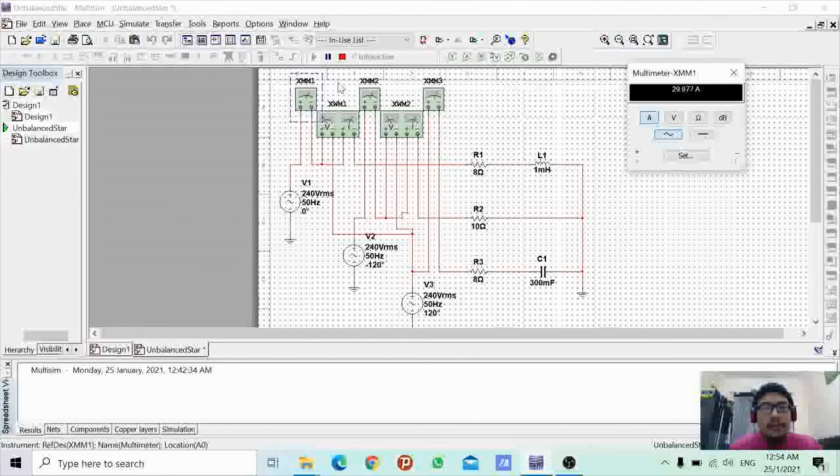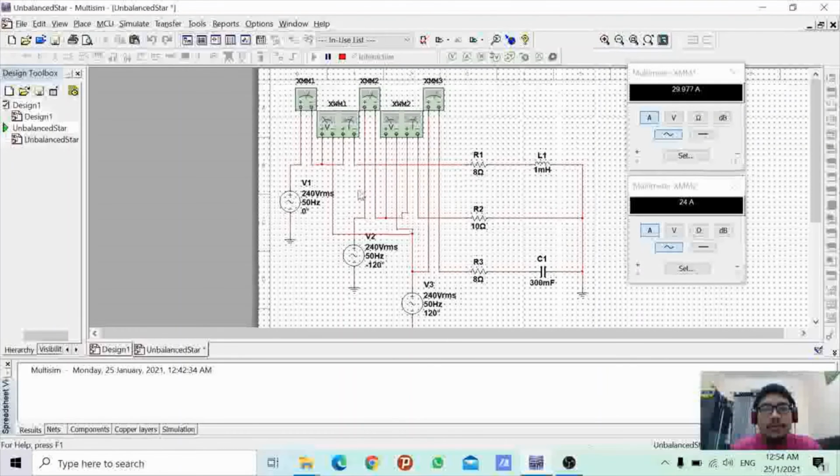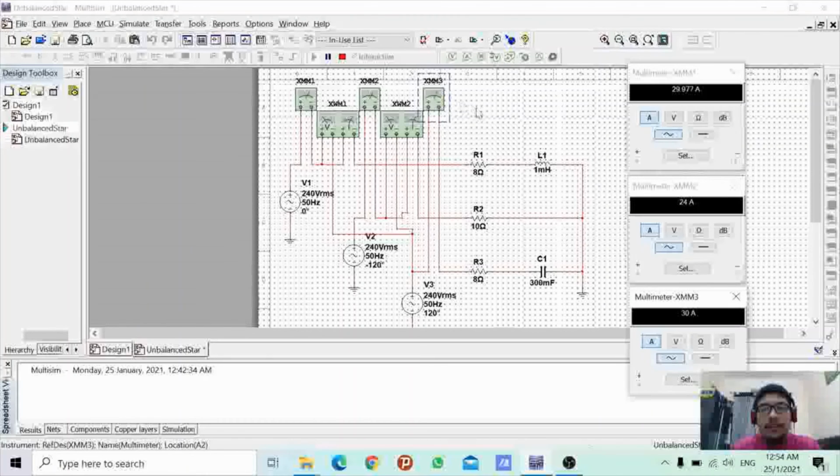For the first ammeter, it is used to measure the current for line R, and the value is 29.977 ampere. For the second ammeter, it is used to measure the current for line Y, and the value is 24 ampere. And then the third ammeter is used to measure the current of line B, and the value is 30 ampere. So that is for the current.